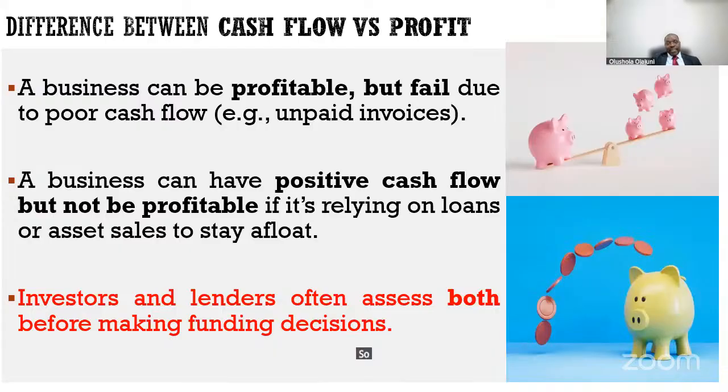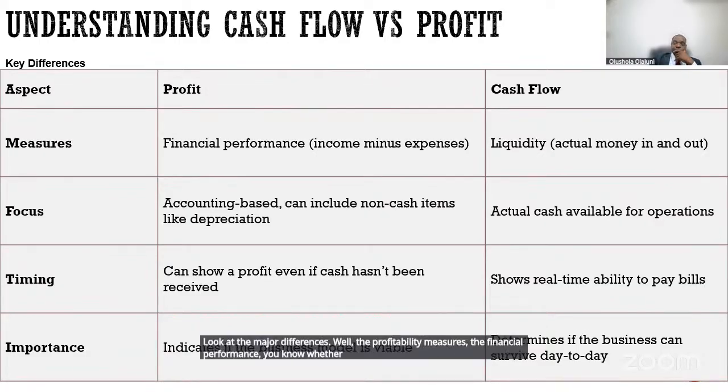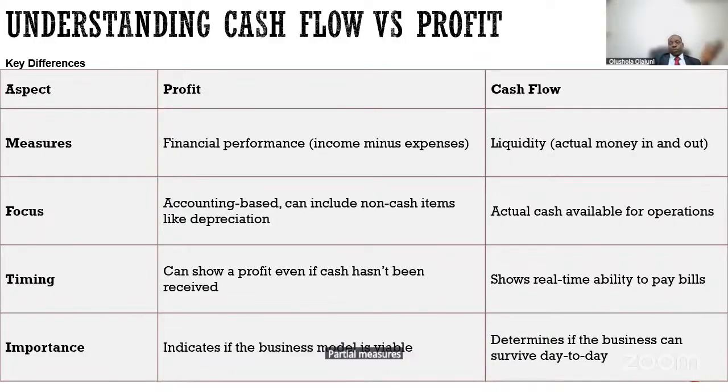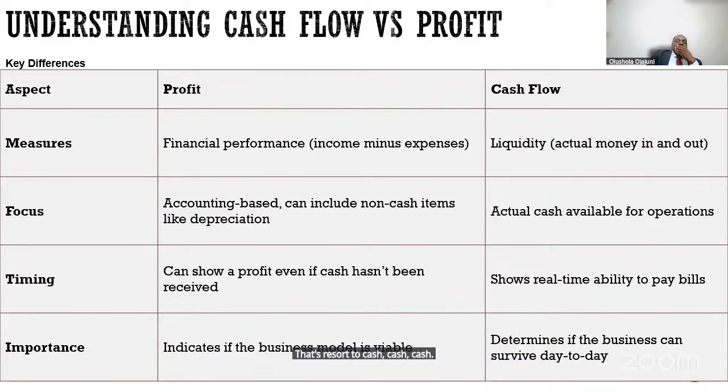So that's the major difference I try to explain here. Profitability measures your financial performance. You know whether you are doing well or you are not. Cash flow measures liquidity. Do we have money to do what we want to do now or not? What's the focus? Profitability is based on accounting. Cash flow is actual cash available for operation. Cash flow is what? Cash.